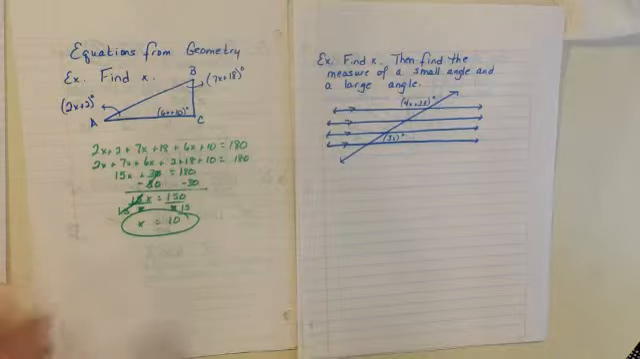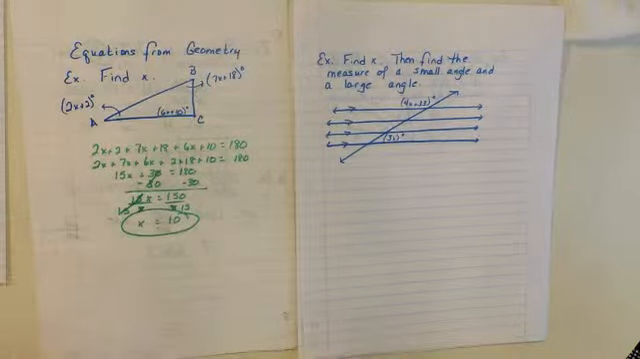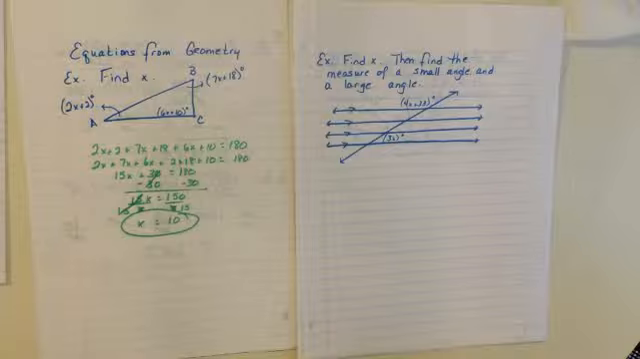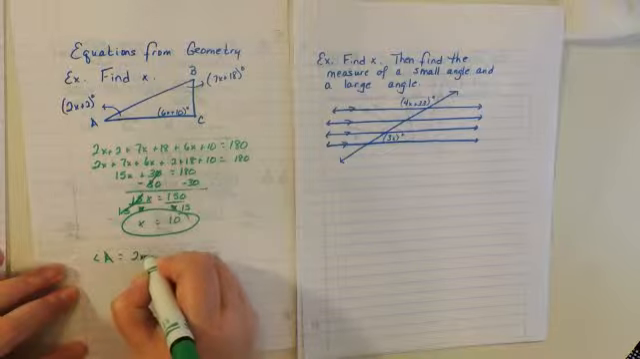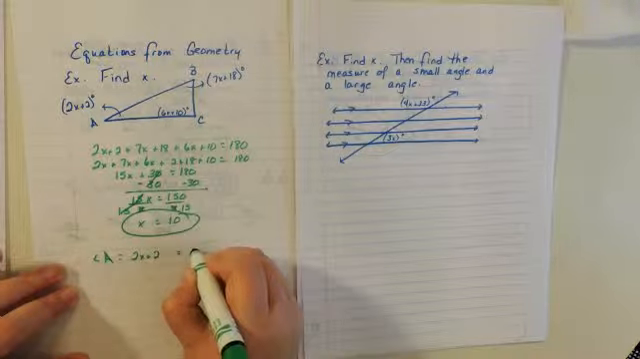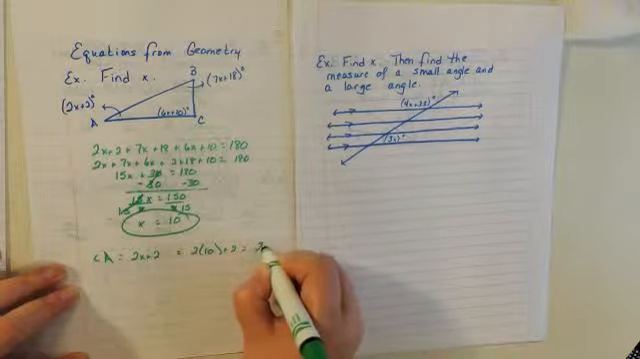Okay? This is actually the answer to our question. The question was to find x. But if the question had asked you to find the angles, we could do that at this point. Angle A is 2x plus 2, which is 2 times 10 plus 2, which equals 22 degrees.